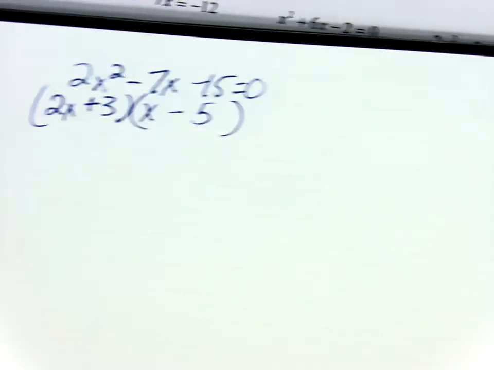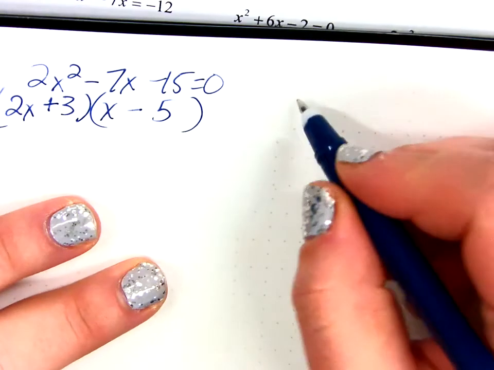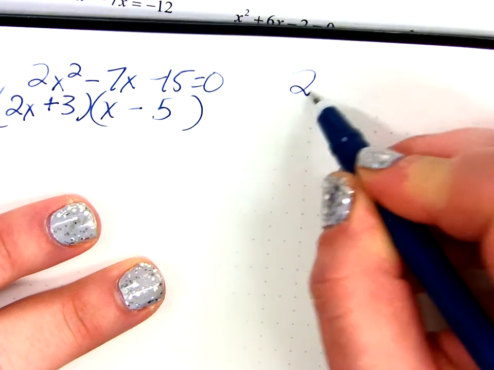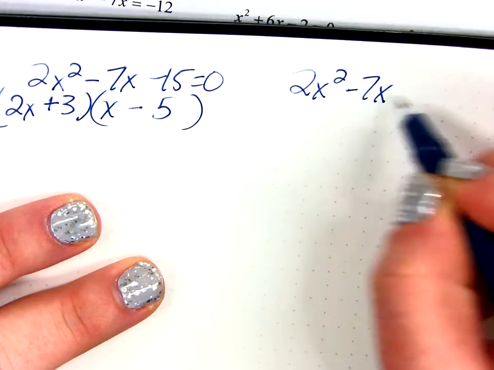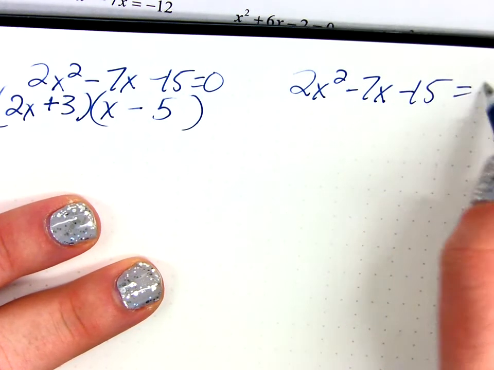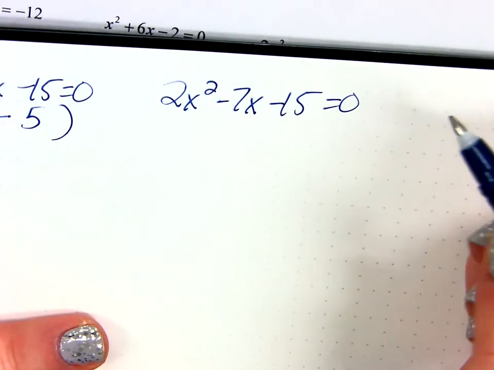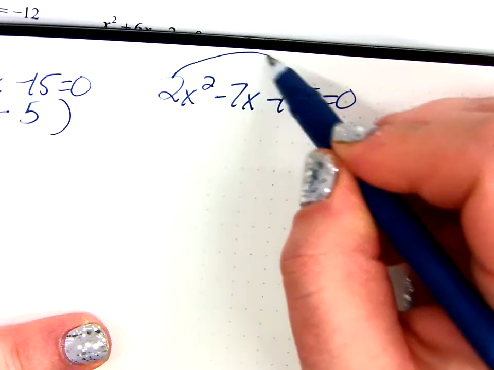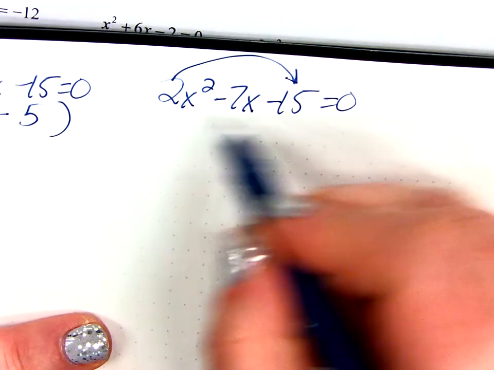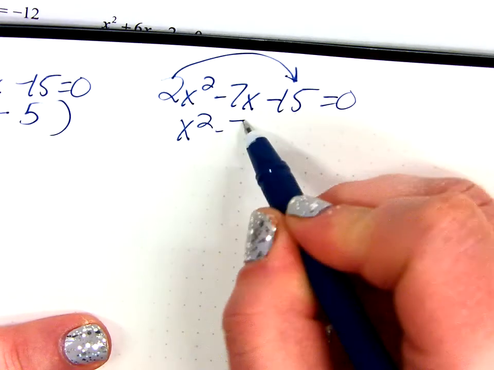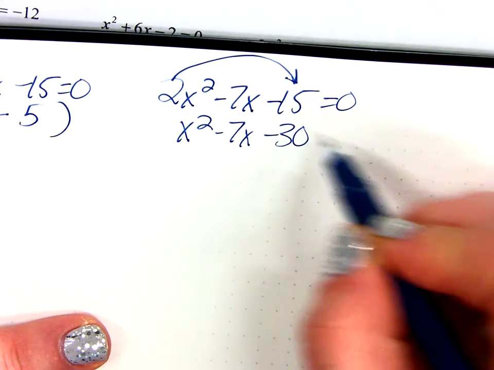So, one other way to factor, this is probably my favorite. It doesn't really have a name. So, the first thing you do is you multiply A times C, and then you just drop it off. So, you do x squared minus 7x minus 30 equals 0.